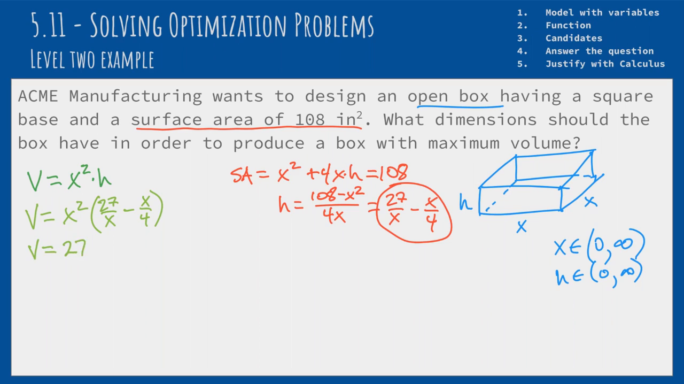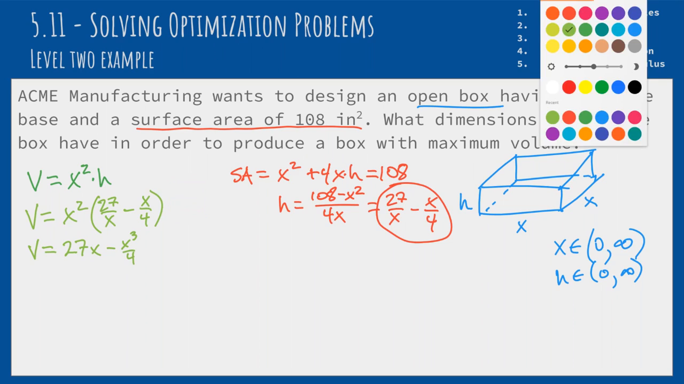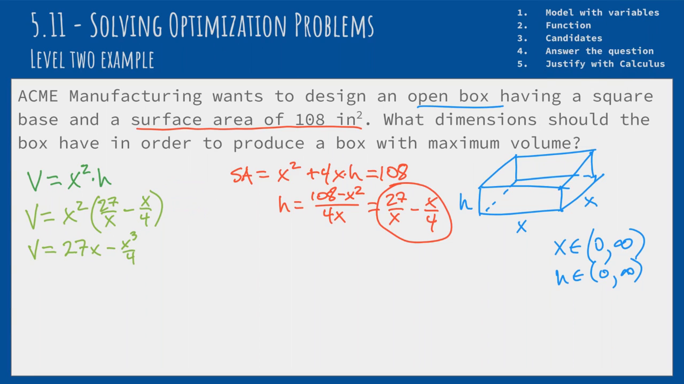So we're going to get 27x minus x cubed over 4 for our volume. Depending on what x is, we can plug it into this equation and it's going to give us the volume. And we don't need to know what h is because we incorporated that in here. The next thing I want to do is figure out where we could have a maximum volume, and that's going to occur at the critical values for this volume function.